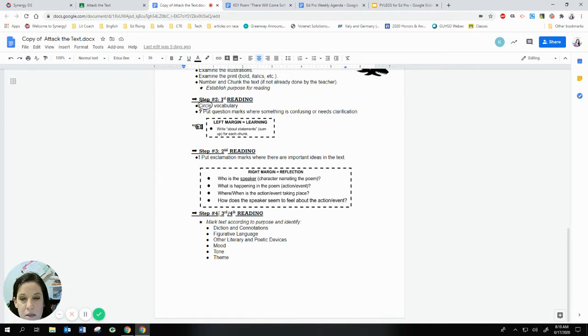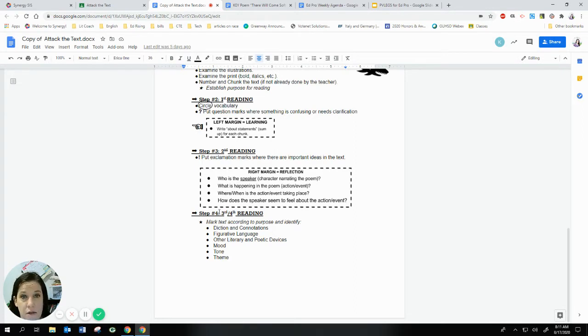The next thing you're going to do is what is happening in the poem. This is the action and event. You're going to establish when and where is the action and event taking place in the poem, and how does the speaker seem to feel about the action event. With the how, I would always start positive or negative. Does the speaker seem to be positive? Does the speaker seem to be negative? And then I would add words that are either positive words of how they might feel or negative words of how they might feel. Right?